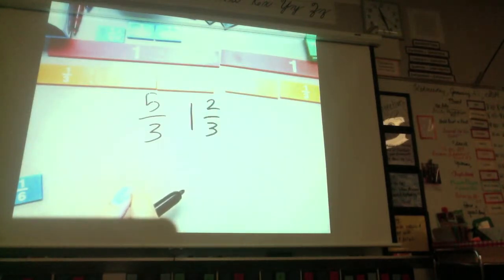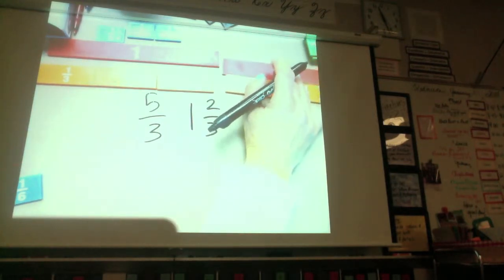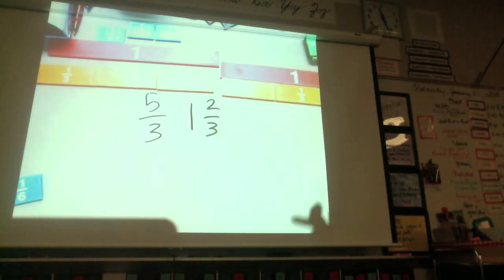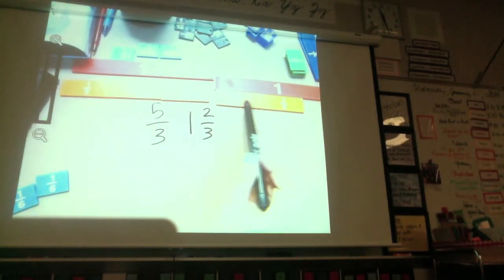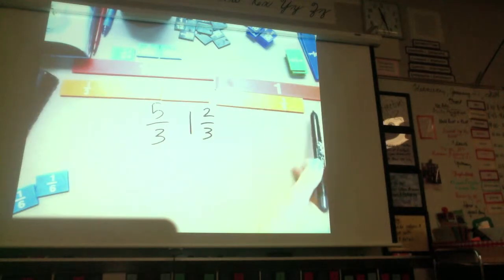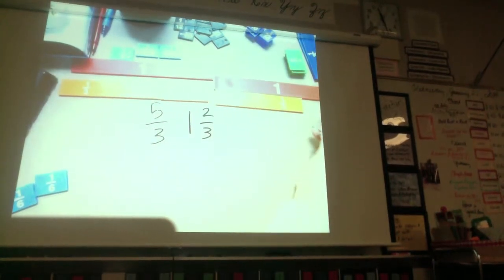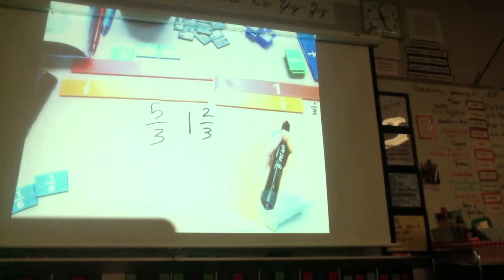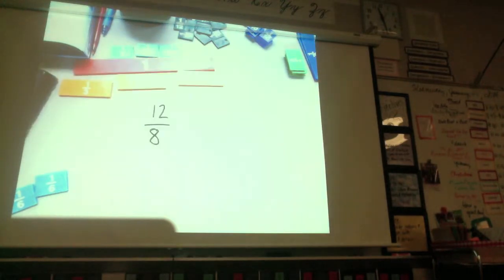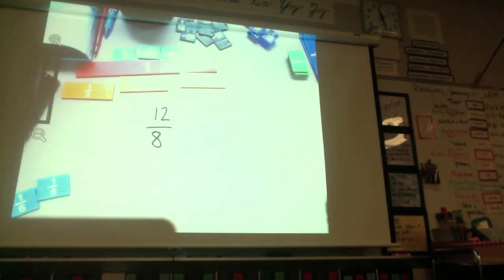Okay. Now you kind of know what I'm looking for. It does not represent another whole because look, here it is. Does it fill up the whole thing? No, there's a missing piece here. This is a missing 1 third right here. Okay, now you know what I'm looking for with your partner. I'm going to give you another one. Okay, do this one with your partner.